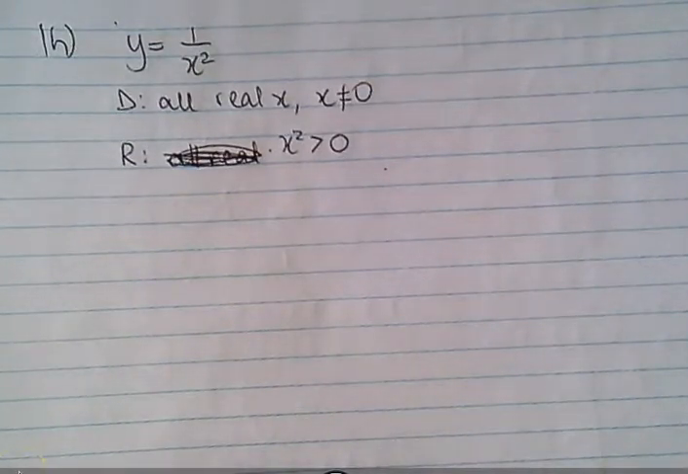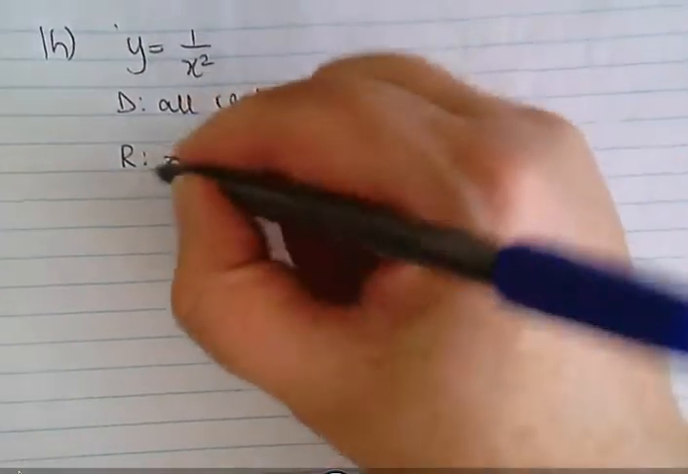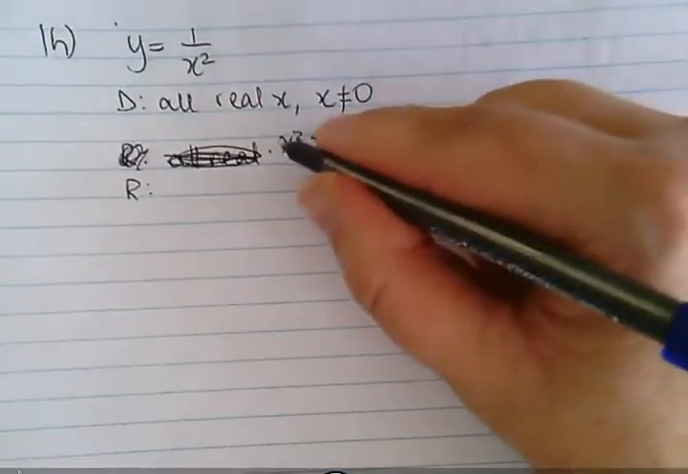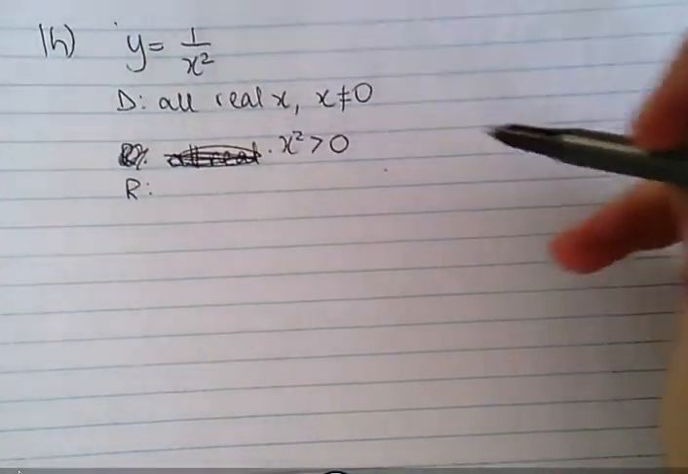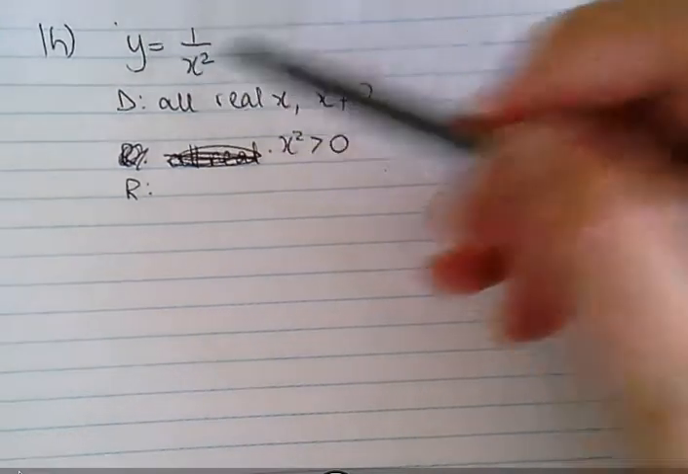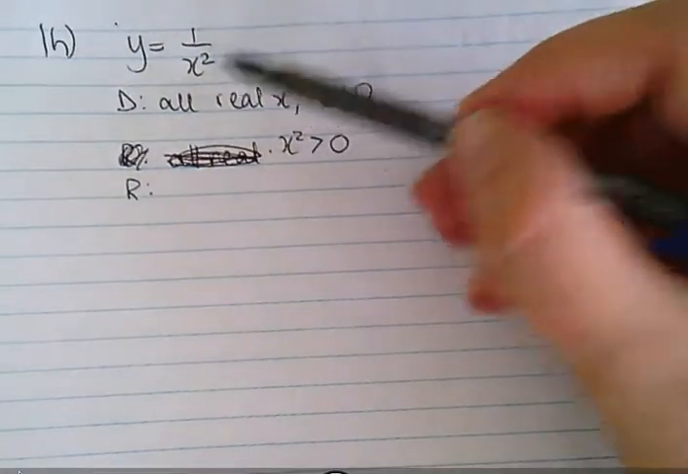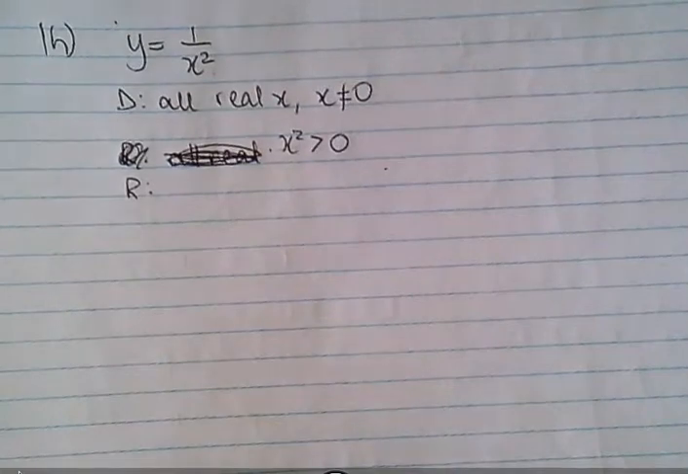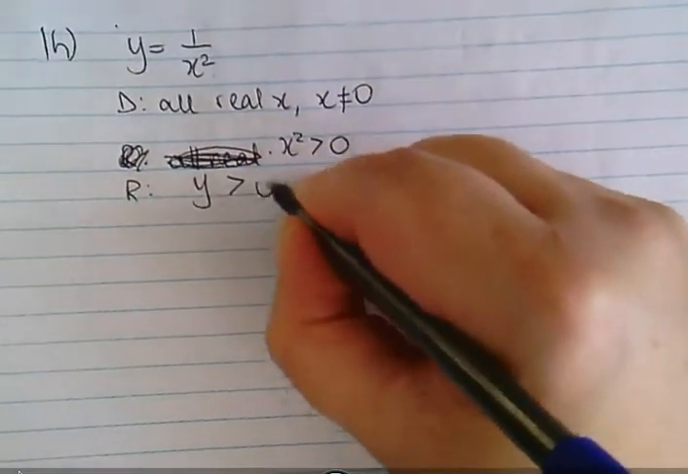X squared is always positive because you're squaring something, you'll always get a positive answer. So really for the range, that's not the range, I'm just saying that x squared has to be positive. We can't allow it to be 0. What sort of y values would you get? 1 over something positive. Y is what? Greater than 0.